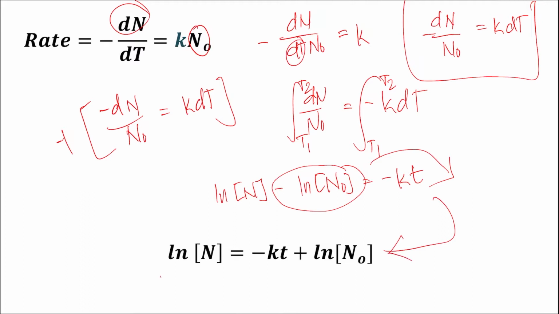Okay, so pinapakita ko sa inyo to kung paano natin nakuha yung equation na ln n is equal to negative kt plus ln n0. You don't need to memorize this derivation kasi this is just a mathematical evidence kung bakit tayo nag-come up with this type of equation.